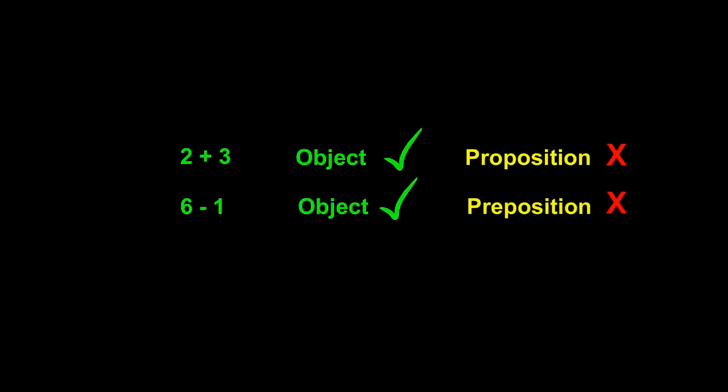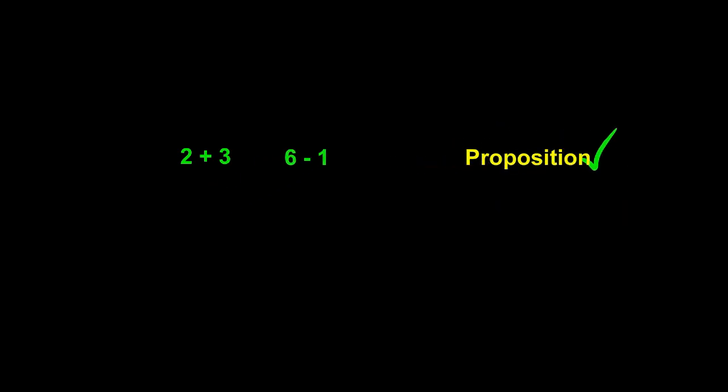A proposition cannot be an object, but a combination of objects connected by a connector, such as the equal sign or less than sign. For example, 2 plus 3 is an object and not a proposition. 6 minus 1 is also an object and not a proposition. But when we put a connector equal sign between them, it becomes 2 plus 3 equals 6 minus 1. This is a proposition which has value true.